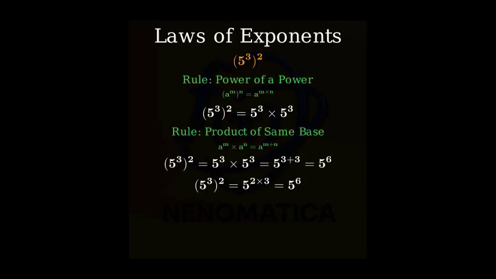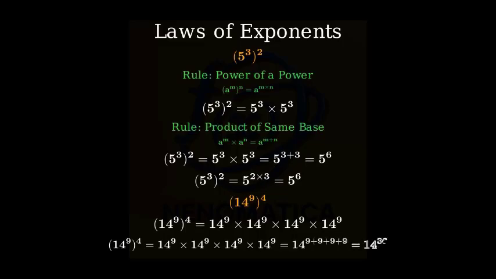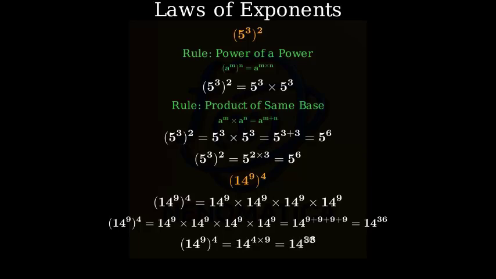Now, let's look at another example. Here, we have 14 to the power of 9, and this entire expression is raised to the power of 4. Using the same rule, we can expand this to see that it's 14 to the power of 9 multiplied by itself 4 times. Adding the exponents, we get 14 to the power of 9 plus 9 plus 9 plus 9, which equals 14 to the power of 36. But again, we can apply our power of a power rule to directly multiply the exponents. 14 to the power of 9 raised to the power of 4 equals 14 to the power of 9 times 4, which is 14 to the power of 36.